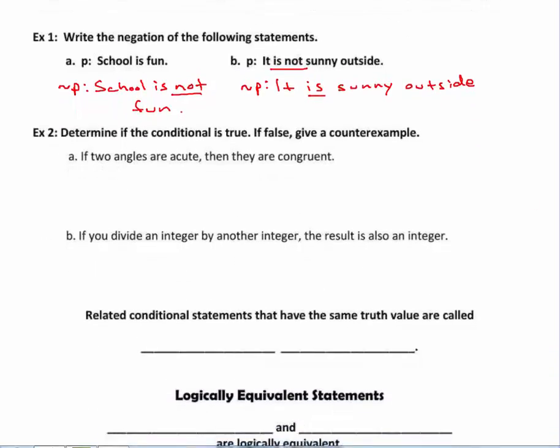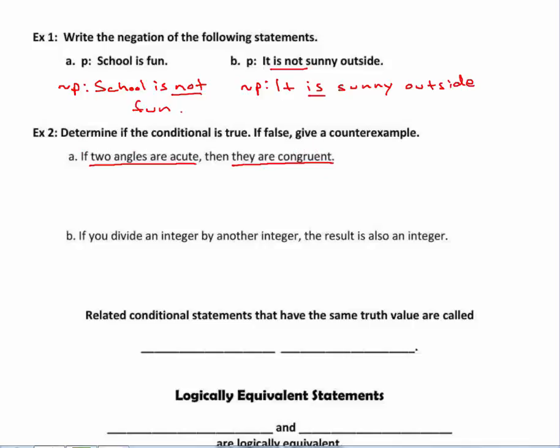So we're going to determine if a conditional statement is true. If it's false, we're going to give a counterexample. And remember, for it to be true, we need for the hypothesis and the conclusion to be true. If the hypothesis is true and the conclusion is false, then that's a false statement.